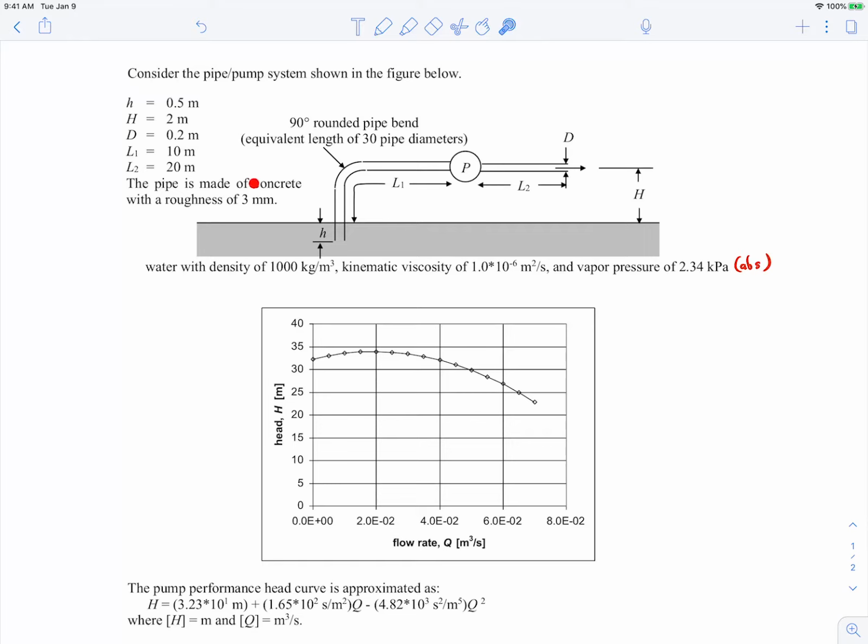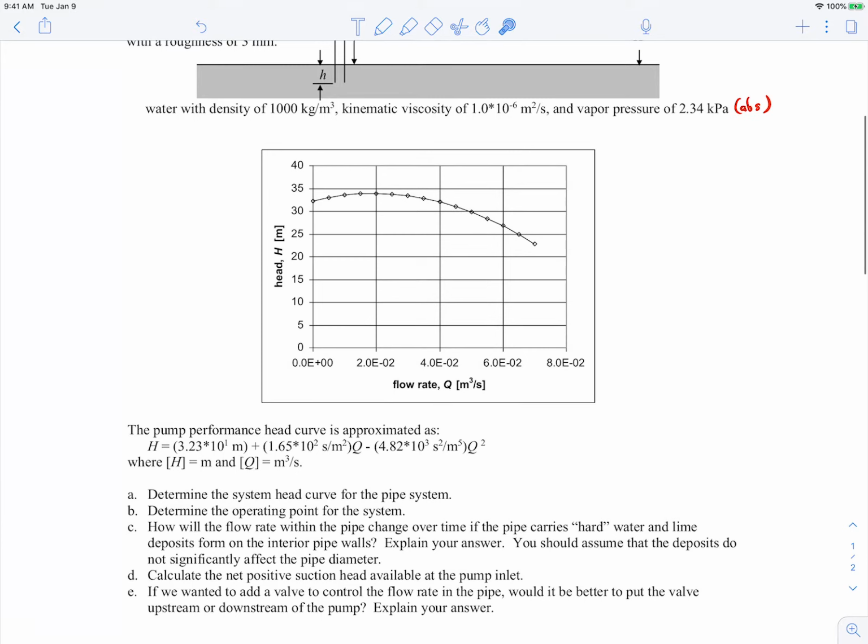We're also told that the pipe's made of concrete with a particular roughness of 3 millimeters, and we're given some of the dimensions. We're also given a pump performance plot, so we're given the head rise of the pump as a function of flow rate. Here it's shown graphically, but it's also given numerically down here. So this quadratic equation here, it's of order 2, that equation is the same as this curve. So it's given both graphically and numerically.